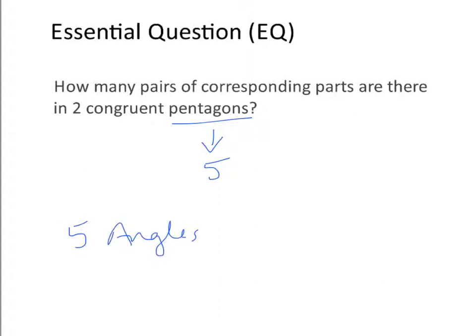that are congruent from one pentagon to the next pentagon, and I'm also going to have 5 sides. Since I have 5 sides of my pentagon, I'm going to have 5 angles that are congruent, 5 pairs of angles that are congruent, and I'm going to have 5 sides, 5 pairs of sides that are going to be congruent.